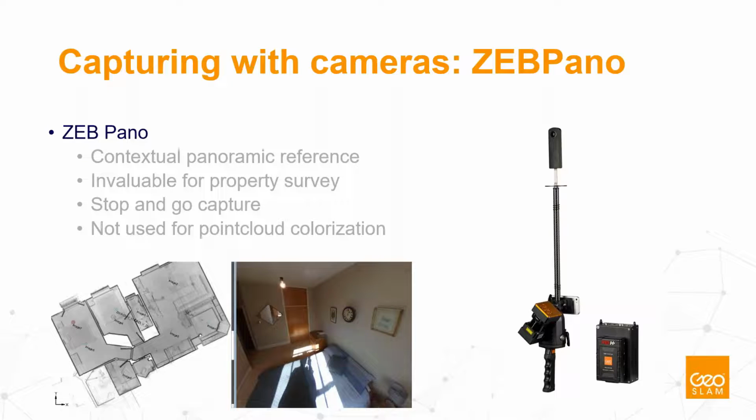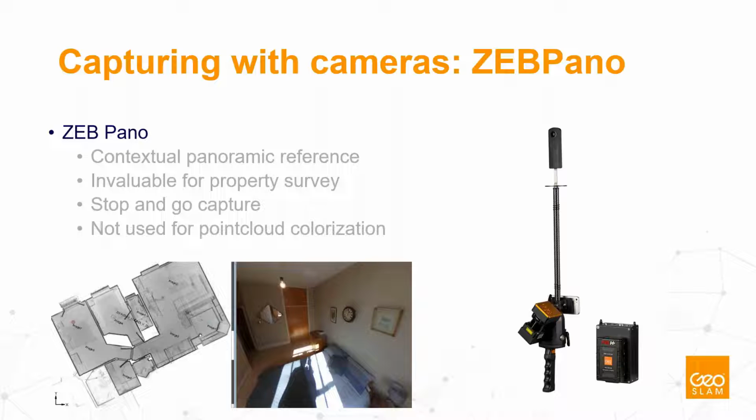ZEBPano is another add-on option. It's quite recent, and works with Revo RT and Horizon. It's capturing 360 images that are very valuable, for instance, for property surveys. And it's again a great contextual panoramic reference. It works as a stop-and-go capture. There is an external trigger: if you're walking in the room and in the middle of it you want to get a 360 image, you would just stop, pause, and press the trigger to take a picture.